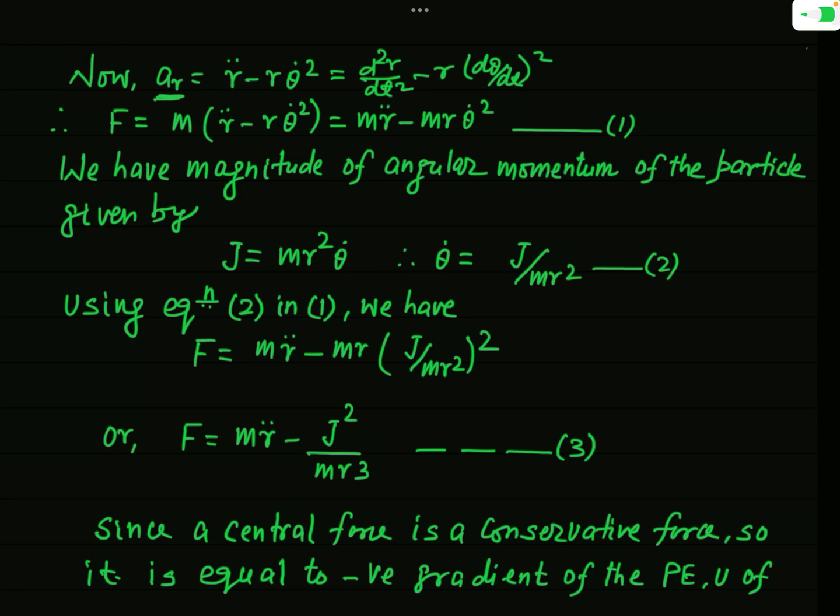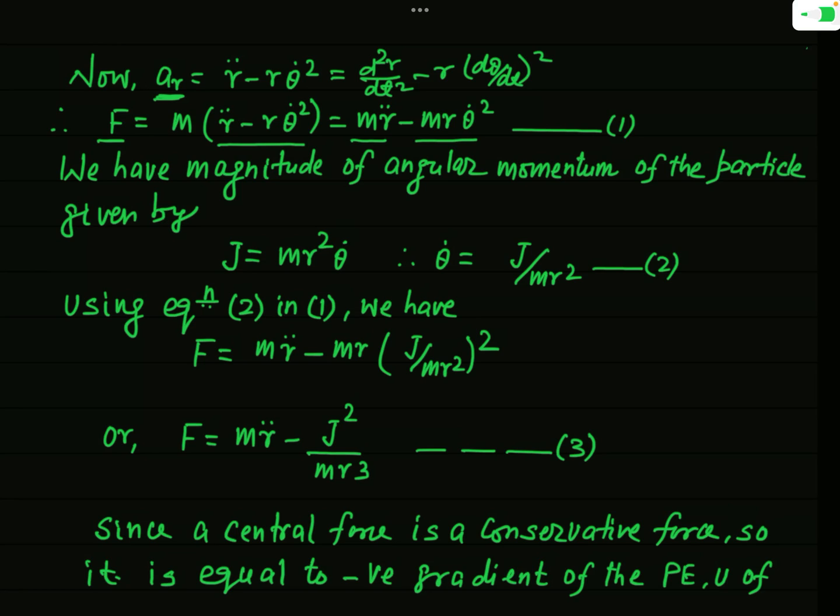So now you can write the equation of motion. You have seen that F is equal to m times a_r, and instead of this a_r you can write r double dot minus r theta dot square. This is just a very simple calculation. And this can be written as F equal to m r double dot minus m r theta dot square. So this is the equation of motion of the particle moving in the central force field. Let us call it equation 1.